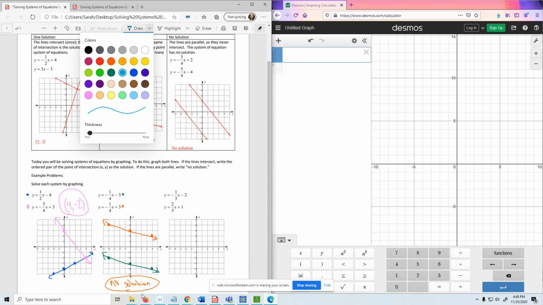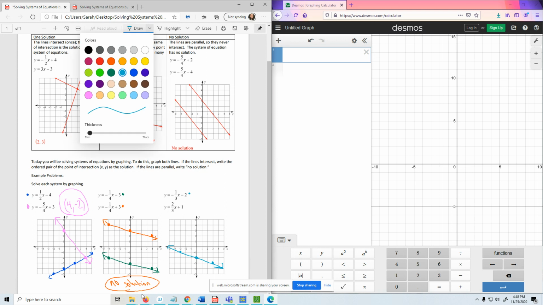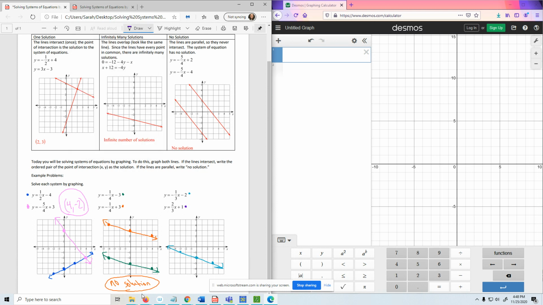Last ones. Y-intercept this time is -2 for this first equation. Slope is -1/3, so down 1 and right 3, or up 1 and left 3. Connect with a line. And then this last equation, y-intercept is +1. My slope is 2/3, which is telling me to go up 2 and right 3. Or I can go down 2 and left 3.